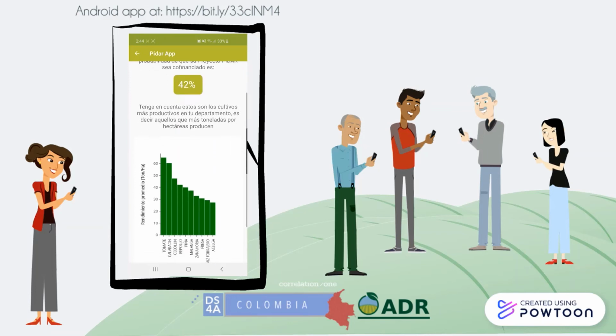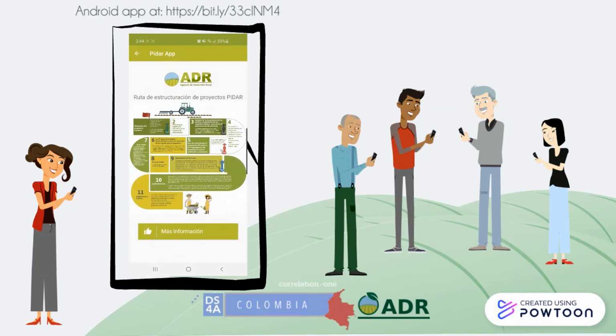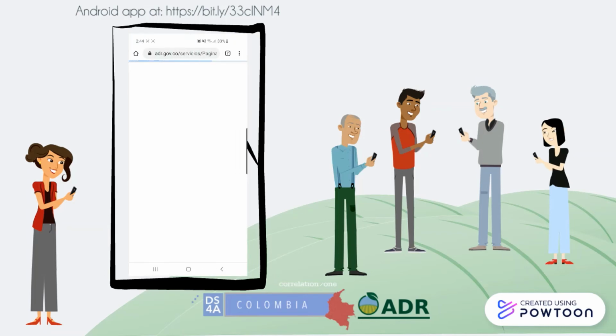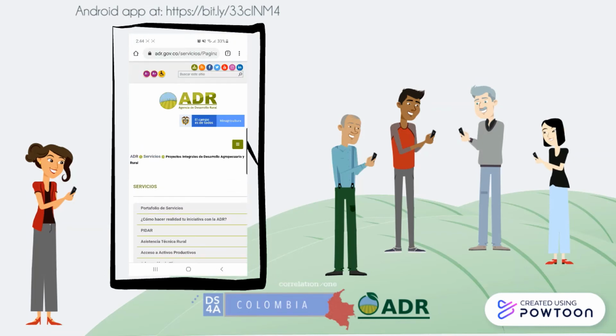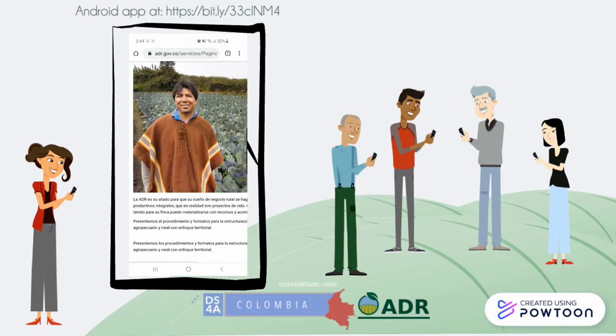After all the information is gathered in our app, we are able to run the model and give the farmer a probability of selection. We also present them with some information about crops in their location and about ADR, and we even prompt them to the ADR official website if they want to know more.